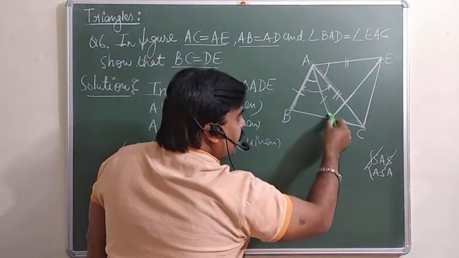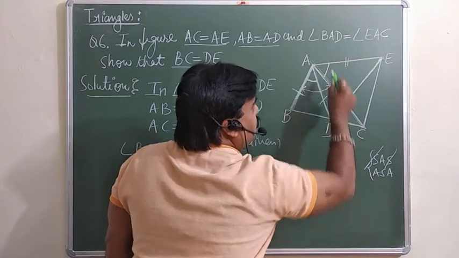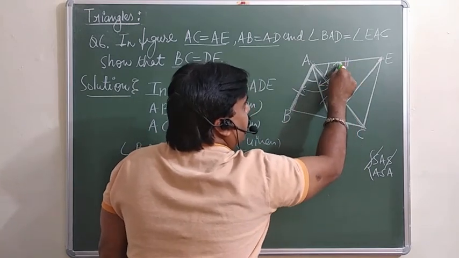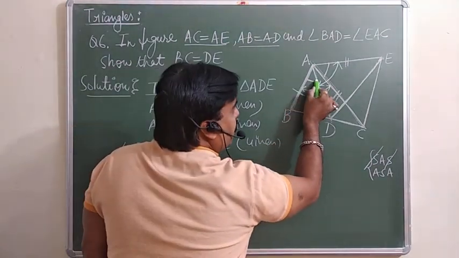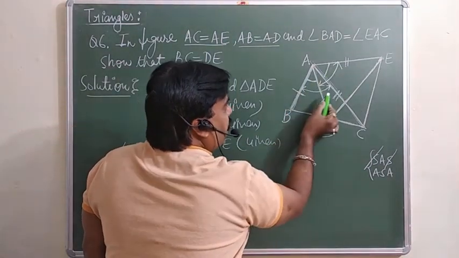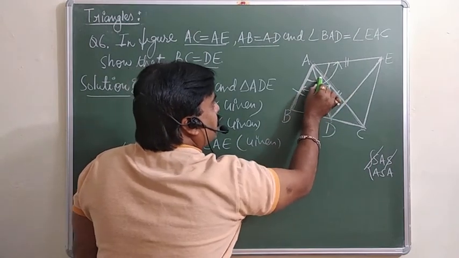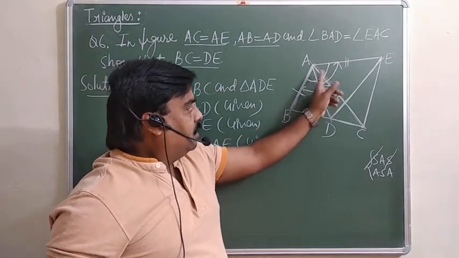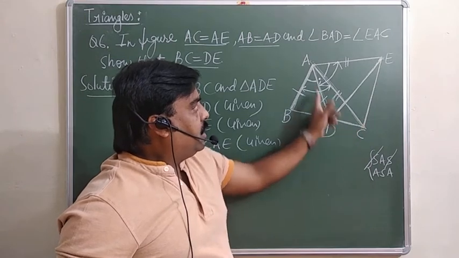Similarly, in this triangle ADE, AD is equal to AE. So this angle must be equal. Then only you can say they are congruent. But we are given only that this angle is equal to this one. We want to prove this angle is equal to this one. So if I add this angle to these two angles, then you will get angle BAC is equal to angle DAE.